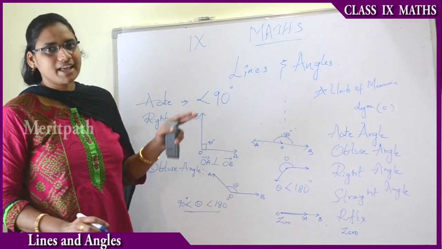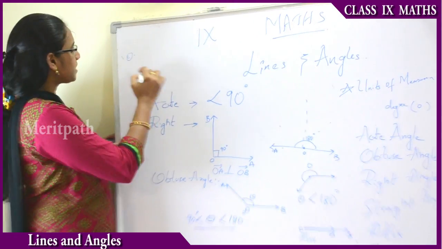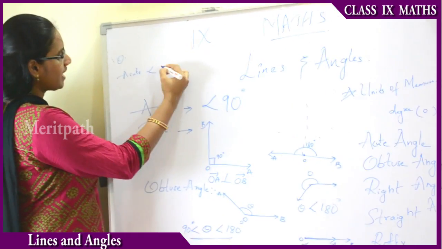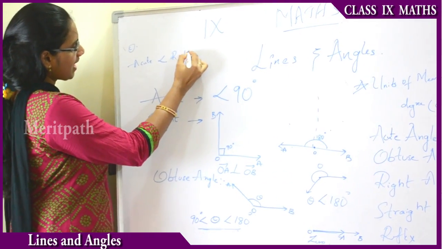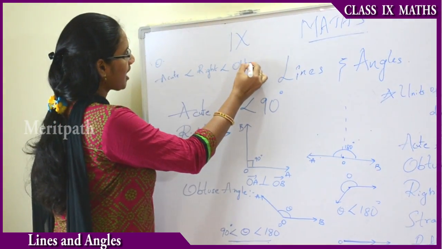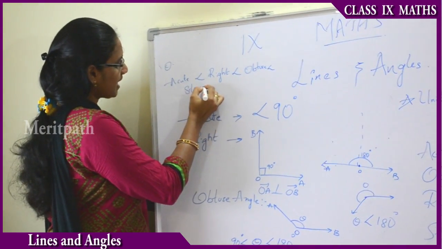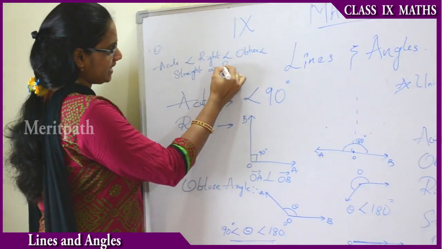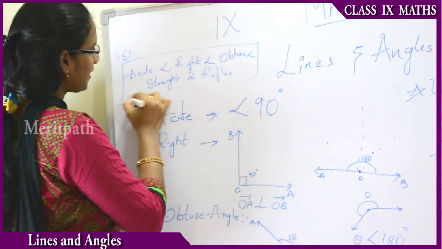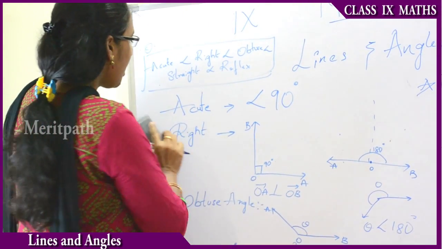Now, while comparing the angles, a very important thing is the comparison between angles. Acute angle is less than right angle, and right angle is less than obtuse angle. Obtuse angle is less than straight angle, and straight angle is less than reflex angle. Comparison of angles.